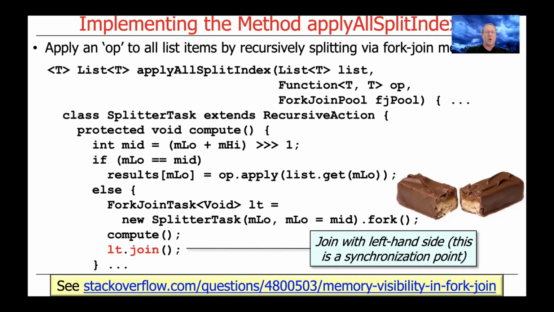And notice that join is a synchronization point. What that means is that all the state from the different threads will be pushed out to the different threads running on the different cores. And you can read more about that in the link at the bottom of the slide below.